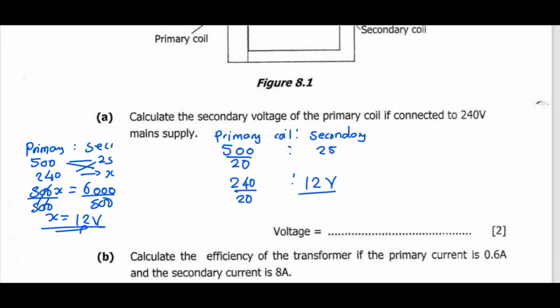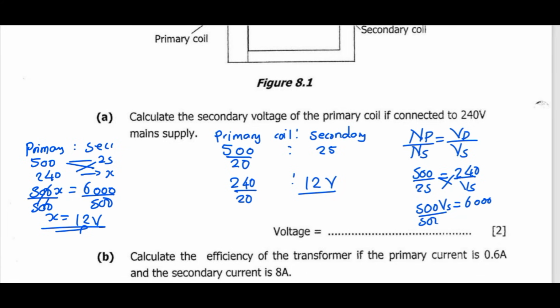So you can find it like this. Or if you want, you can say number of turns on the primary over number of turns on the secondary is equal to voltage on the primary over voltage on the secondary. So number of turns on the primary is 500 over 25. Voltage is 240 on the primary over voltage on the secondary. So we can see that we're still getting the same answer here. So you can use whichever method that you are comfortable with. So the answer will still be 12 volts.